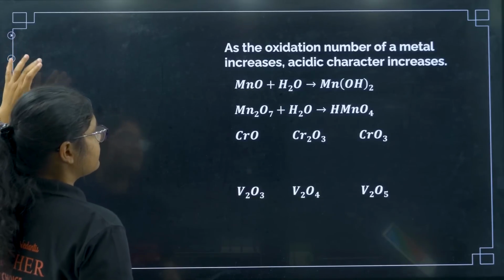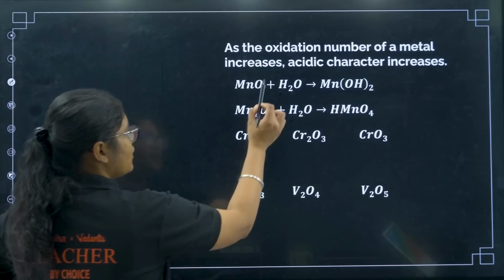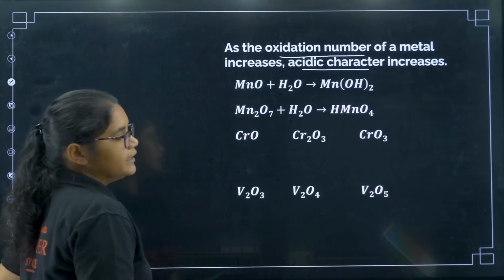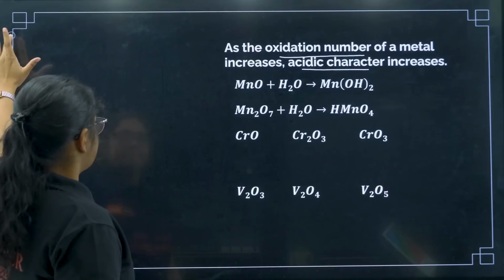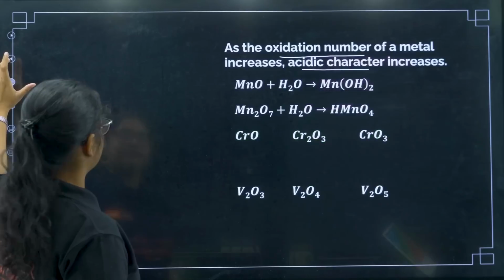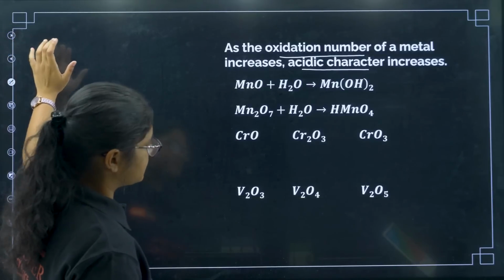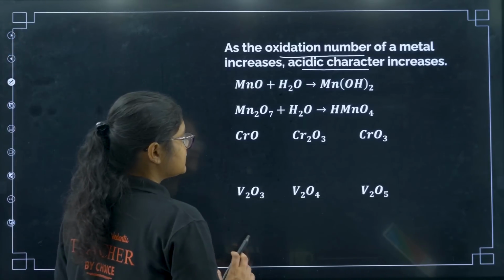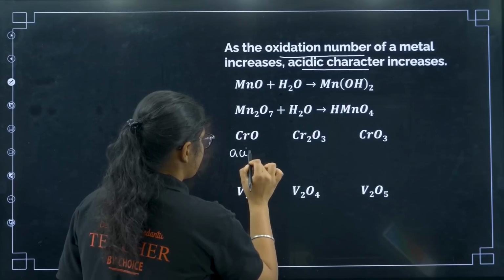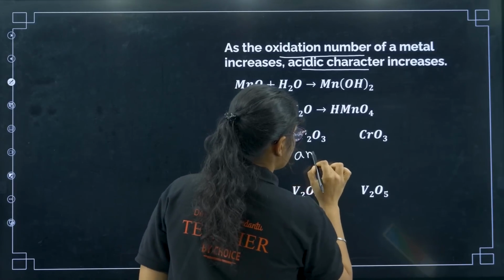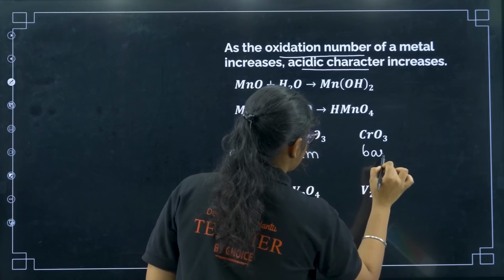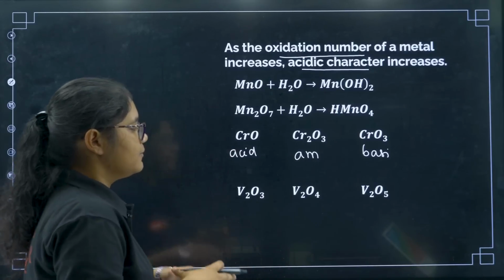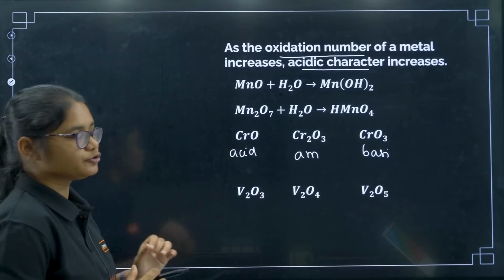Next we have the acidic nature. When the oxidation number of the metal increases, the acidic character will also increase. Here we have the examples. You should remember these examples. These are your acidic oxides, this is your amphoteric and this is basic. Similarly here also, you should know examples of acidic, amphoteric and basic oxides.